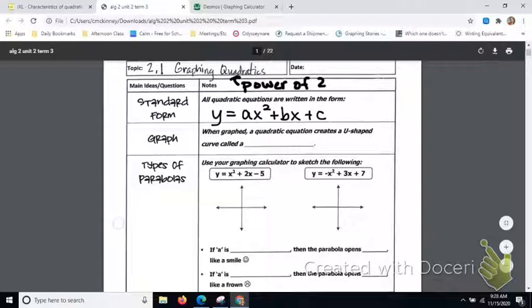We just had an expression then, though. There was not an equal sign. When we graph this, it creates a U-shaped curve, not a straight line. And this graph is called a parabola.